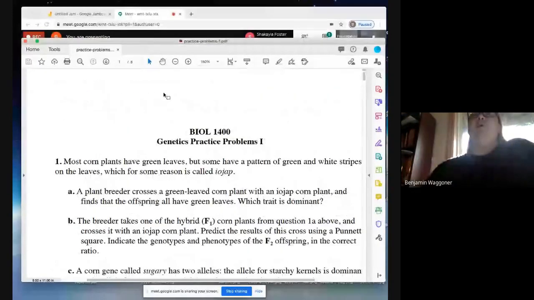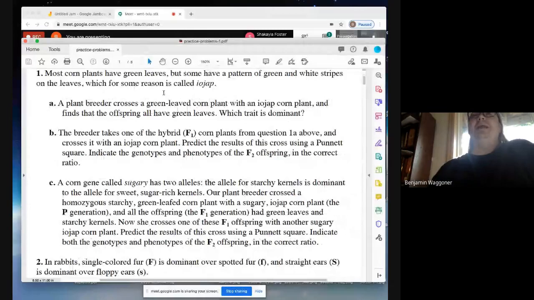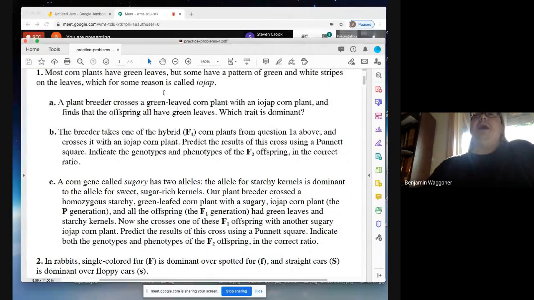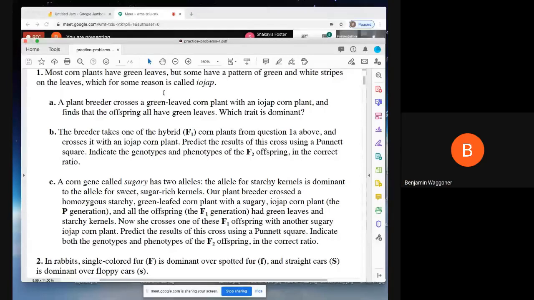The first problem I've given you is: most corn plants have green leaves, but there's some that have a pattern of green and white stripes on the leaves, which for some reason is called IOJAP. I'm not sure why it's called that, except I suspect that the IO is short for Iowa, because the University of Iowa and Iowa State research on corn. Iowa is kind of all about the corn thing.